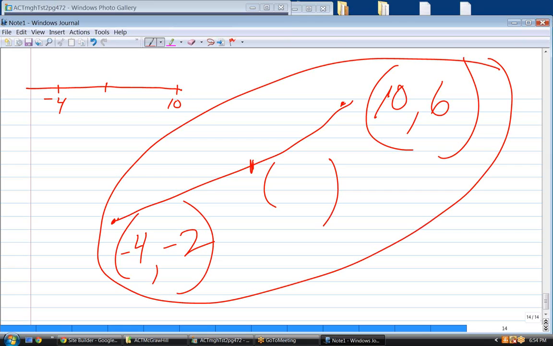6. Well, let's check 6. Oh, wait, no. How far is 6 from 10? 3. No, it's 4. Sorry, 4. How far is 6 from -4? 10. Okay, so we need a lower number.